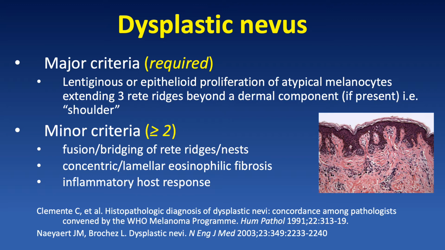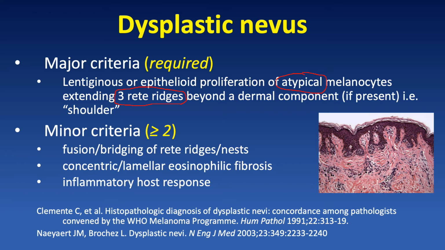For most of its history, I think the following criteria are fairly standard since the origin of the entity in the late 1970s. So we have major criteria that include a lentiginous or epithelioid proliferation of atypical melanocytes. A key feature is the requirement for cytologic atypia of the melanocytes. These are either junctional or superficial compound melanocytic nevi, so when a junctional component is present, there is a shoulder, meaning that at the periphery of the lesion, the junctional component extends peripherally beyond the central dermal component, with 3 rete ridges being an approximate rule of thumb. And minor criteria are mostly architectural.